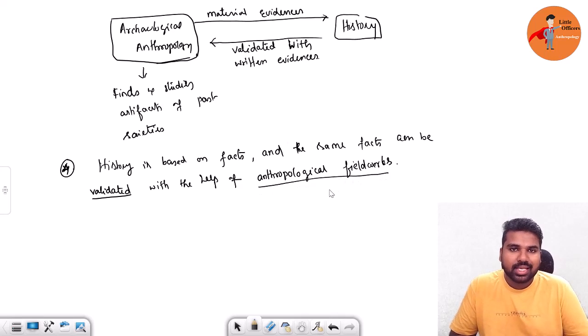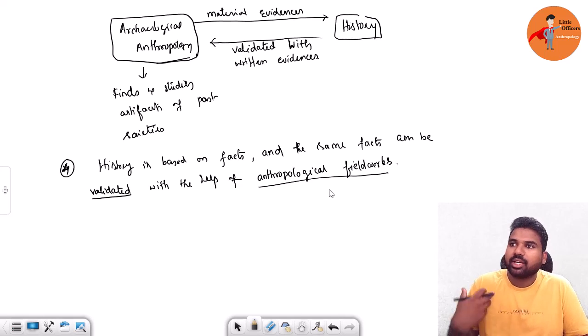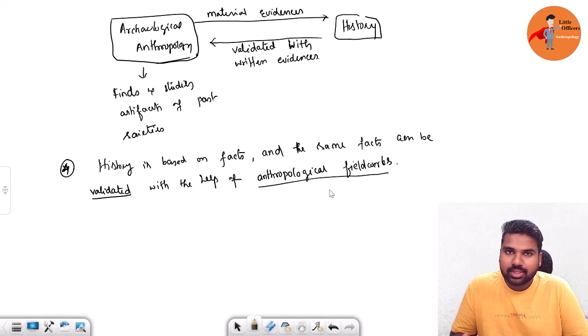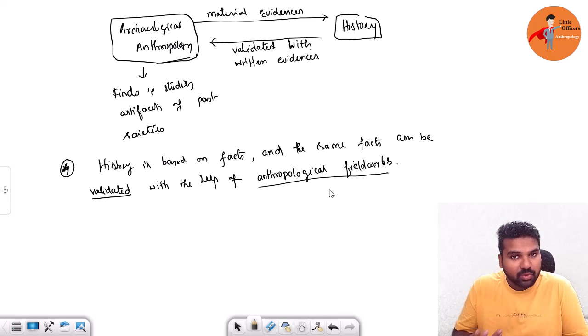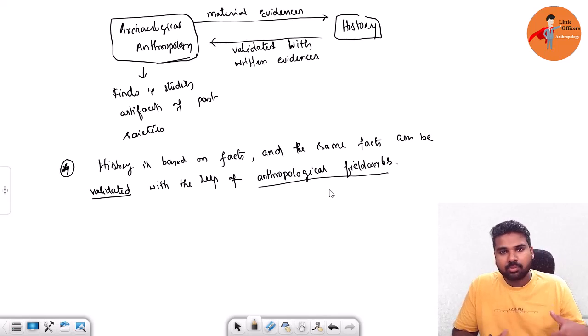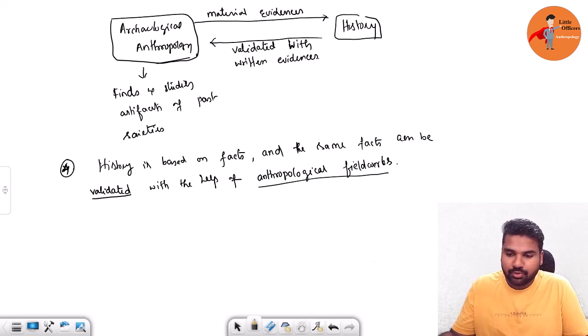Say anthropology is a field science where we go out in the field and we study. So in that process we come across artifacts and ecofacts, and these facts give support to the written facts in the books. So that's how both of them help each other. So these are some of the similarities. Now we will look at the differences and then we will conclude. So first of all, tell me, is it clear up to here? Any doubt?